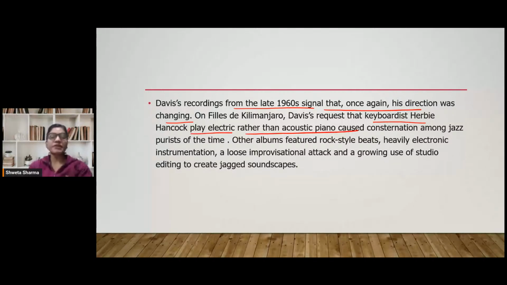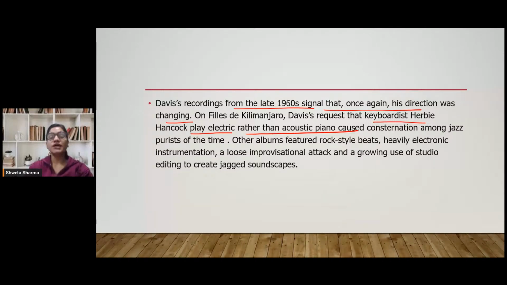So his recordings from the late 1960s signal that once again his direction was changing, that he was always changing. Even if he was criticized, he would always change. So on Filles de Kilimanjaro, Davis requests that keyboardist Herbie Hancock play electric rather than acoustic piano, which caused consternation. So there was some kind of dismantlement of the entire faith they had in the jazz music of the time. Other albums featured rock-style beats, heavily electronic instrumentation, right? So he requested the keyboardist to play electric, and that's how he changed things altogether.